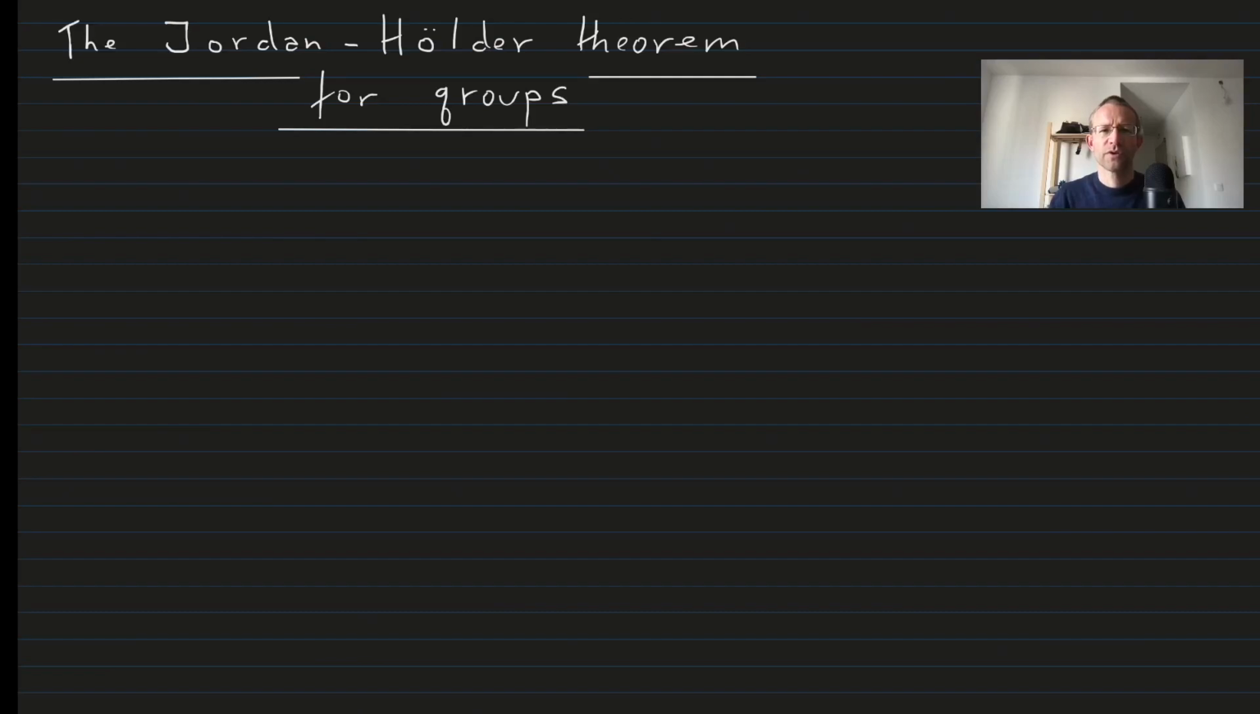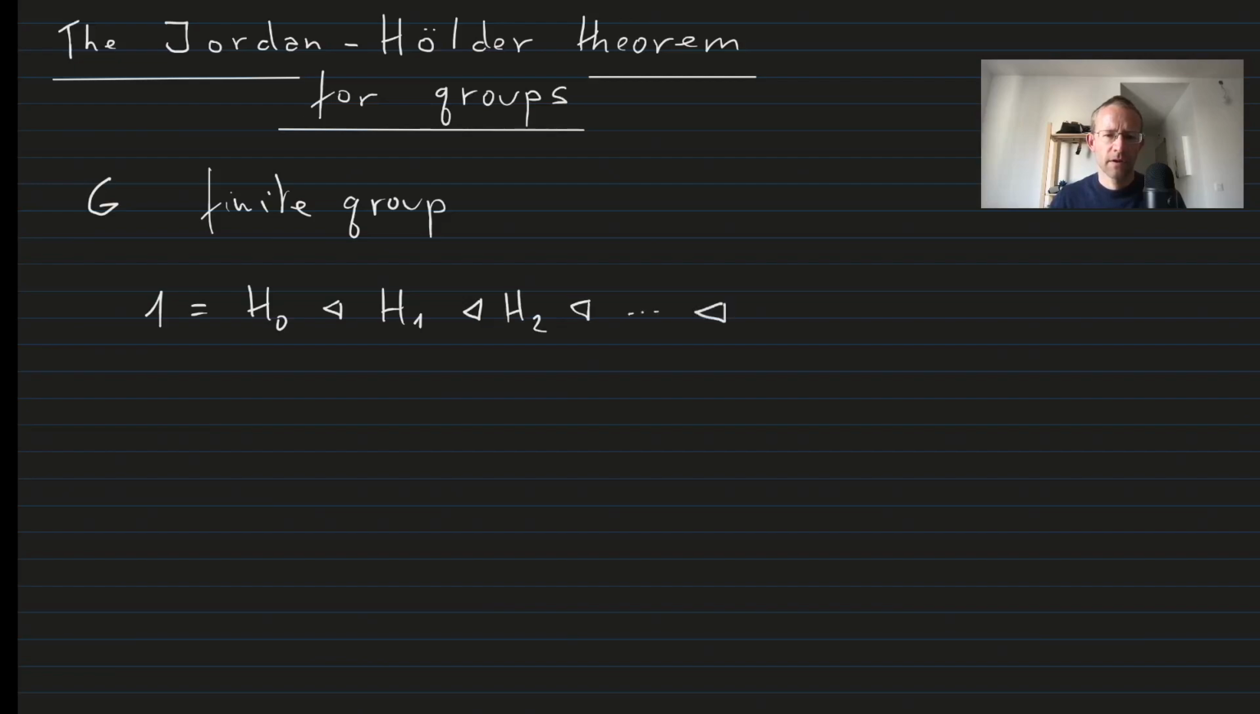We discussed the Jordan-Hölder theorem for finite groups. So suppose we have a finite group G, then it has a sort of decomposition series where the subgroups H are normal with respect to the next subgroup, and this composition series ends when we reach the group G.